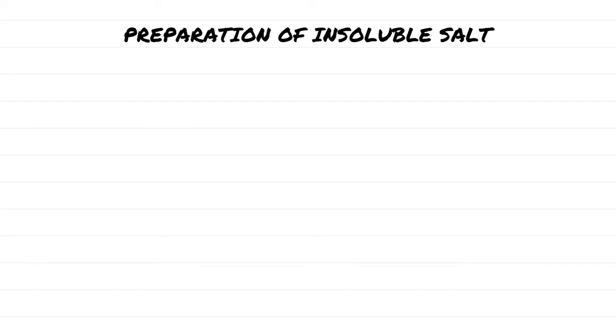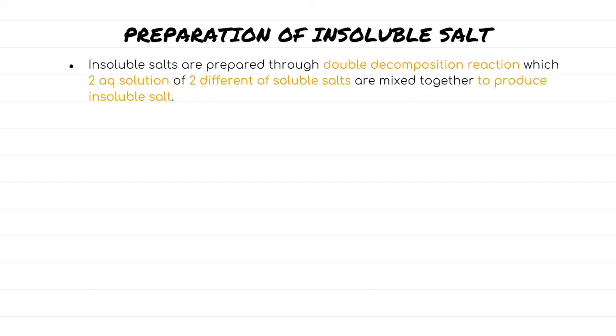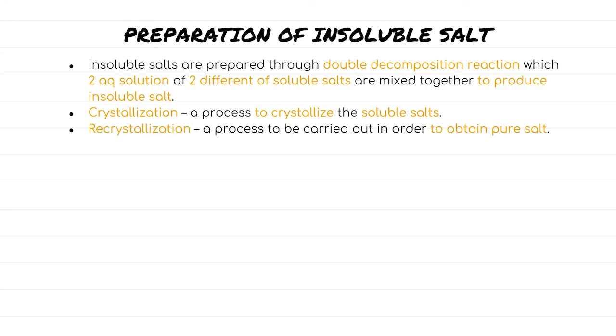So next we are going to look at the preparation of insoluble salt, the salt that does not dissolve in water. Insoluble salt can be prepared through a double decomposition reaction, in which two aqueous solutions of two different soluble salts are mixed together to produce the insoluble salt. We can also use a crystallization process, which is a process to crystallize the soluble salt, and recrystallization, a process carried out in order to obtain pure salt.